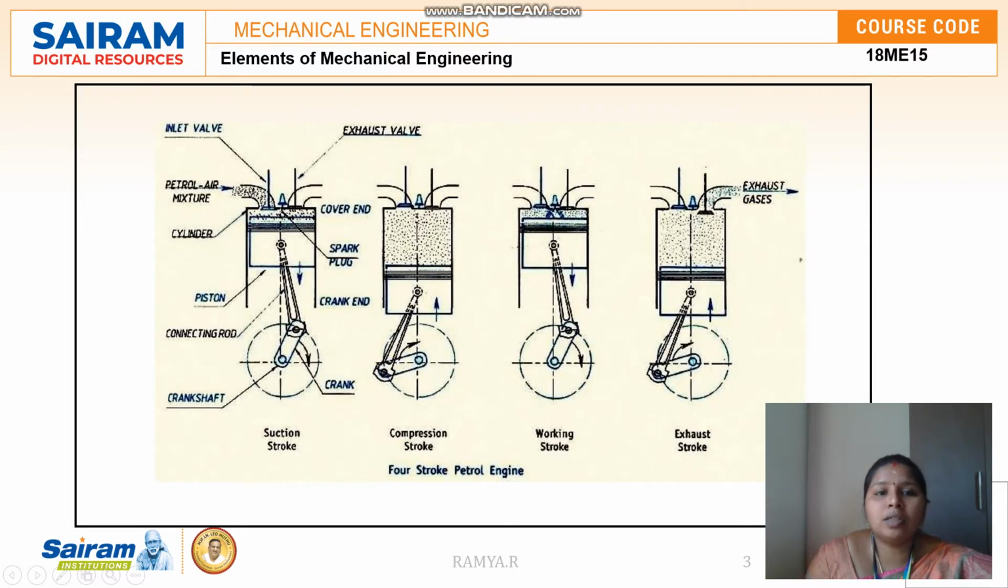So now let us see how the four-stroke petrol engine works. Usually there are four strokes: suction stroke, compression stroke, power stroke, and exhaust stroke. Here in this diagram you can see there are two valves, one is the inlet valve and the other is the outlet valve. Initially, during the suction stroke, the piston will be in the top dead center and the inlet valve will be open. The exhaust valve will be closed in this position.